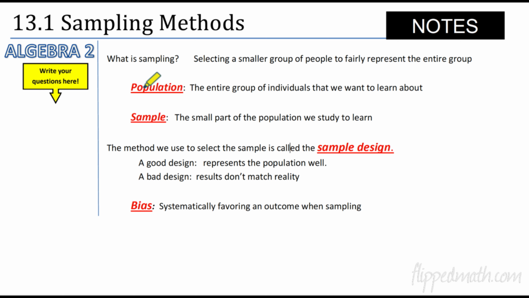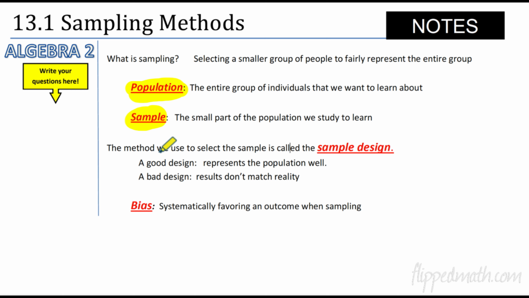All right, so we're going to talk about these words we need to learn. First, the population. You've heard that before. The population in the United States is every single person. It's the entire group of individuals that we want to learn about when we sample. So maybe you want to know what the parents at your school think. The population would be the parents of students at the school. The sample is the small part of the population that we study to learn something. So if you ask 50 parents, then those specific 50 parents would be your sample.